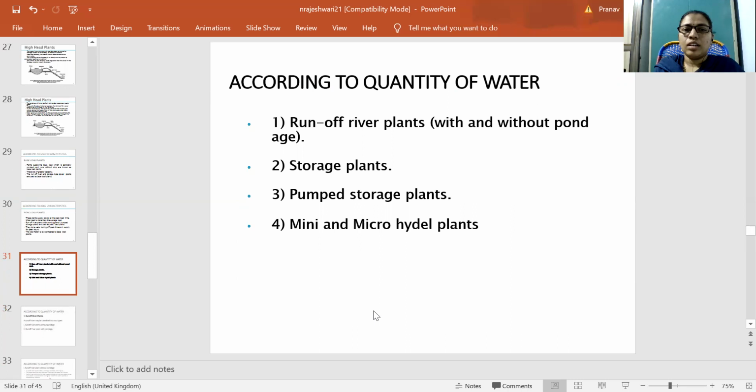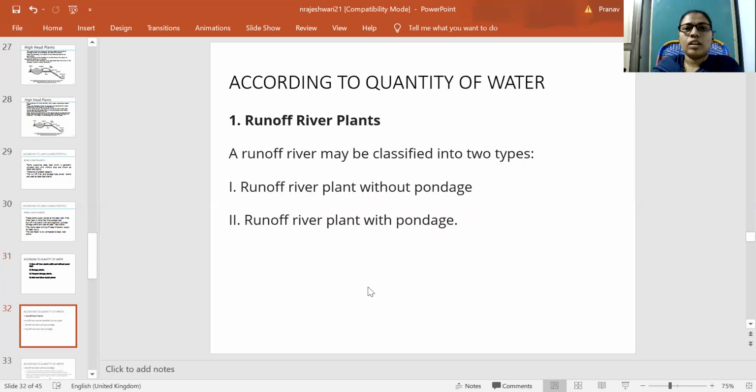And coming to the classification according to quantity of water. In this, there are four types of classification. One is run-off river plants with and without pondage, then storage plants and pumped storage plants, and also mini and micro hydel plants. According to the quantity of water, run-off river plants may be classified into two types: run-off river plants without pondage and run-off river plants with pondage.